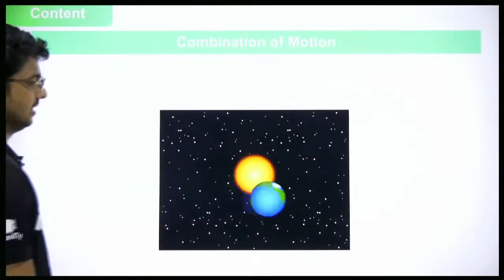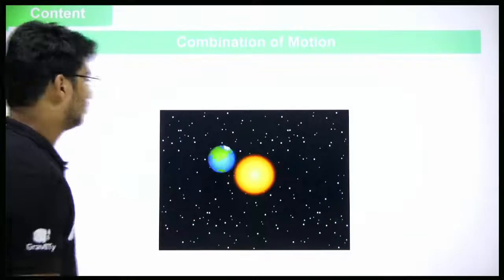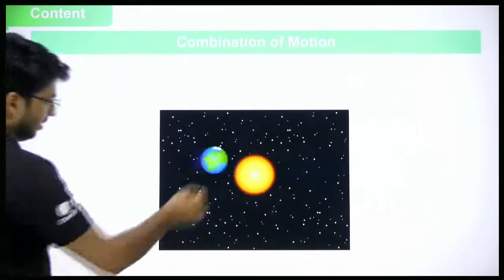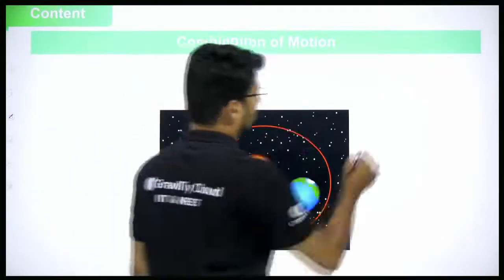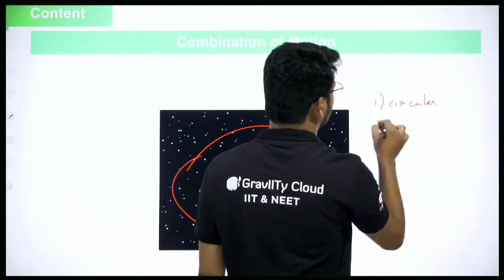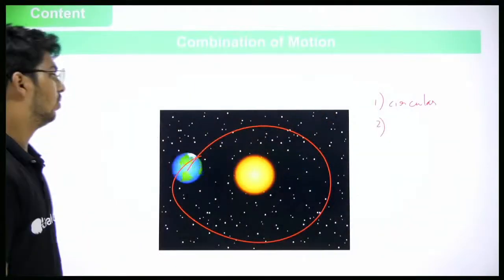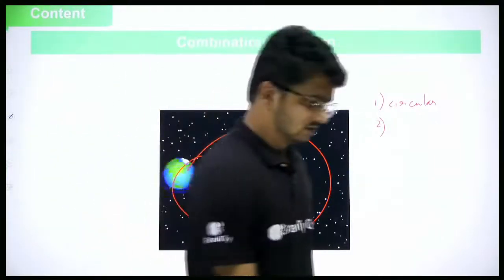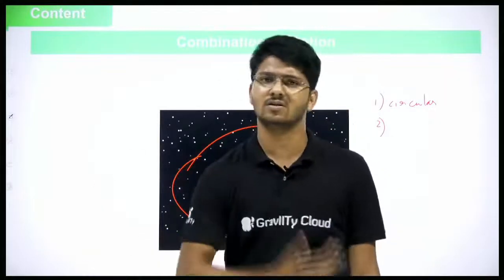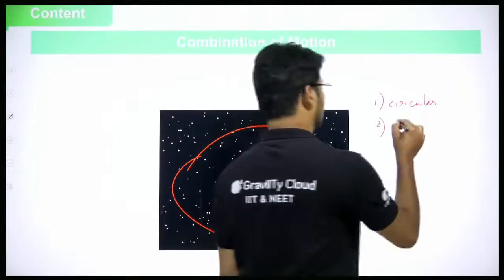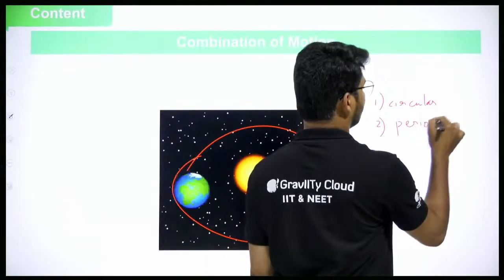What are they? When Earth revolves around the sun, what different types of motion do you have here? 1. Circular motion. Then 2. Is that periodic? The time is 1 year. What is 1 year equal to? 365 days. And 1 year is always repeated. Earth keeps on revolving around the sun in the same time. Repetitive motion, this is periodic motion.